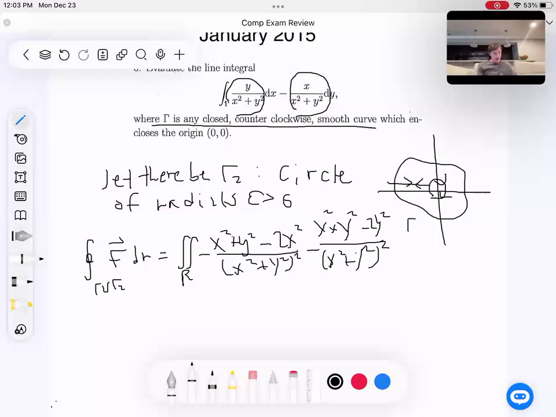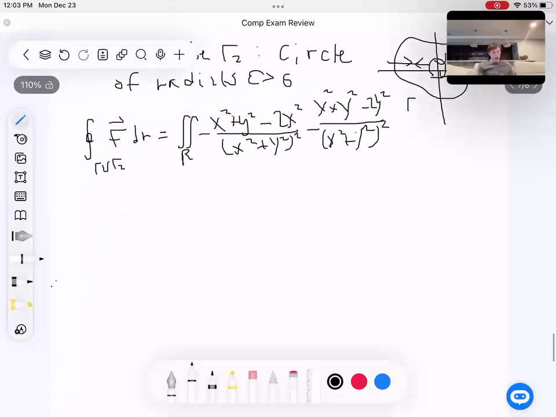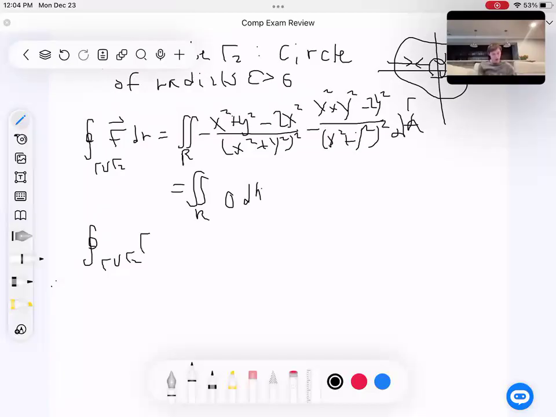And basically, what's going to happen is this whole thing is going to go to 0. So that's going to become the double integral of 0 dA. And we know that that's going to be 0. So we know that the line integral of gamma 1 union gamma 2 of F dr is going to be 0.